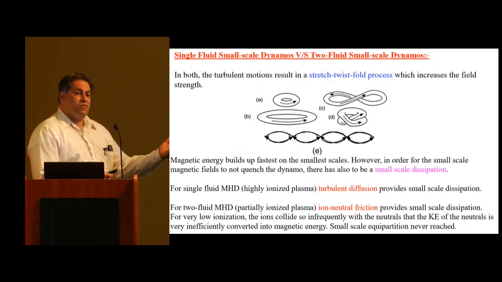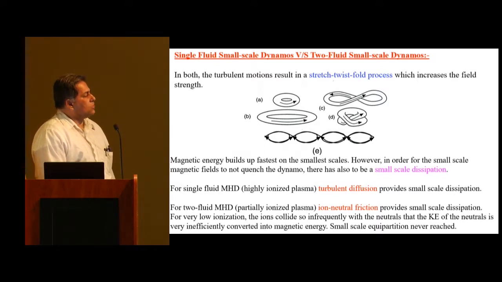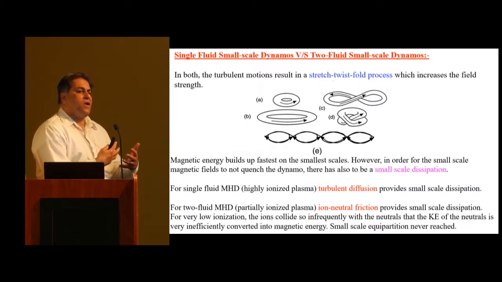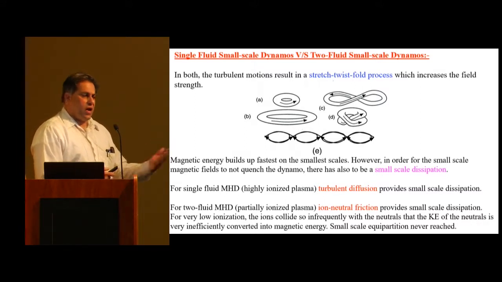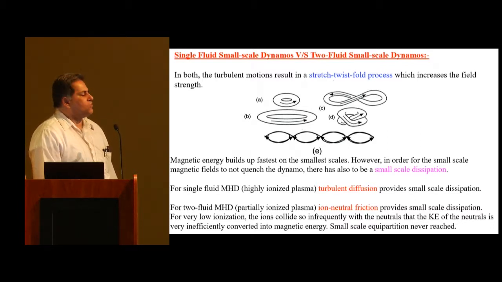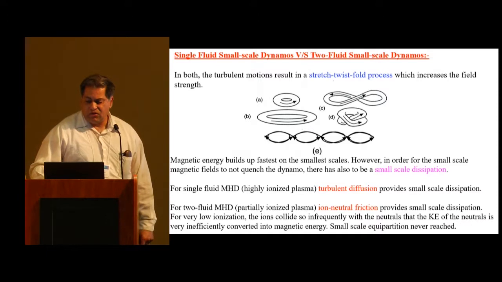In fact, the first non-ideal effect that you run into is ion-neutral friction, which provides a small-scale dissipation. As a result, the ion-neutral friction is very inefficient for a plasma that has only a very tiny ionization fraction, which is what happens in molecular clouds and also in the primordial universe. So you have to deal with the fact that there are very infrequent collisions and therefore very inefficient conversion of kinetic energy into magnetic energy. The propensity for small-scale equipartition is therefore dramatically reduced.